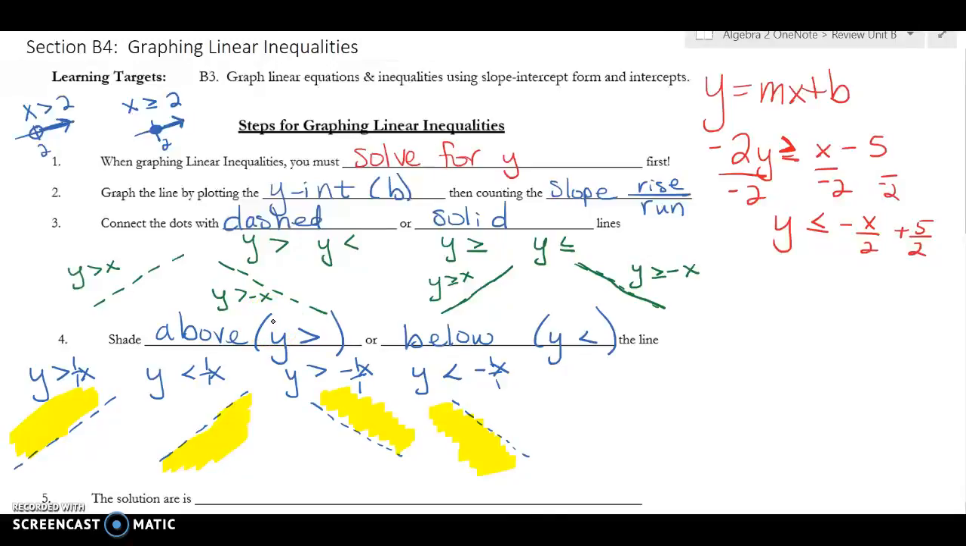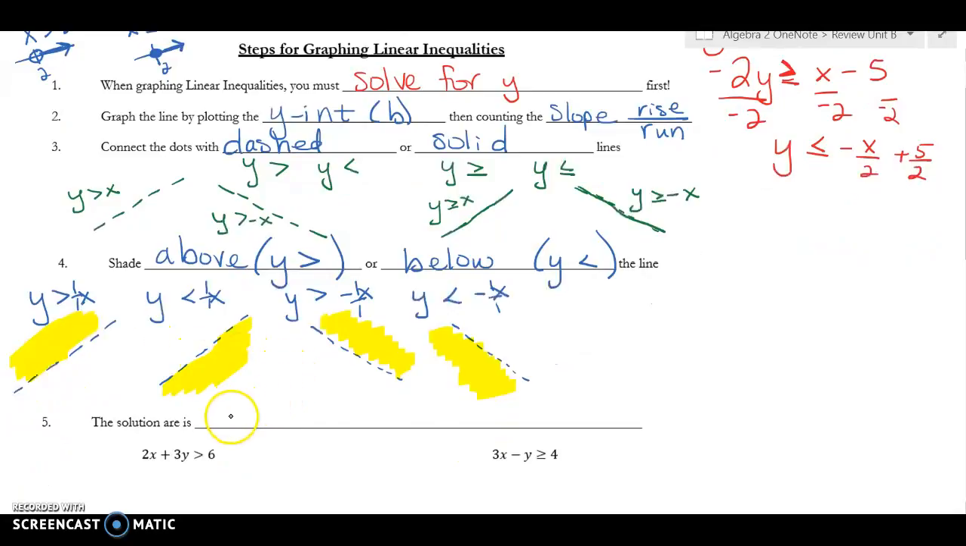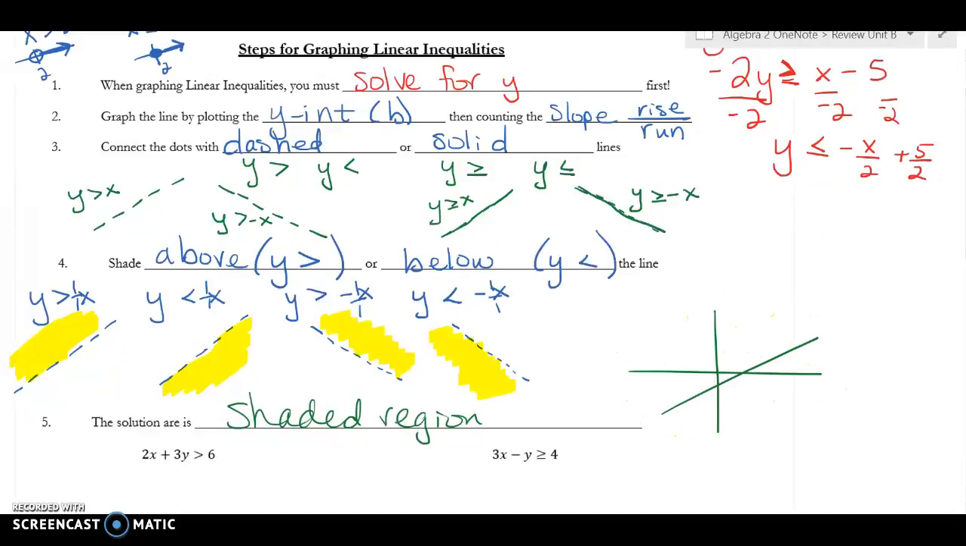All right, once we've graphed it, the solution area is anywhere that's shaded. It's called the shaded region. So if I have a problem and my solution area is up here, then any point in that region is a solution. Okay, the only ones that are not solutions are the ones that are down here, like this, not a solution, because it's not in the shaded region. Up here, solution.